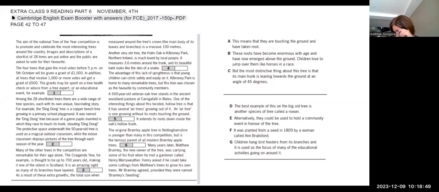¿No tienes? Pero no, no, están haciendo una fila. Wait.